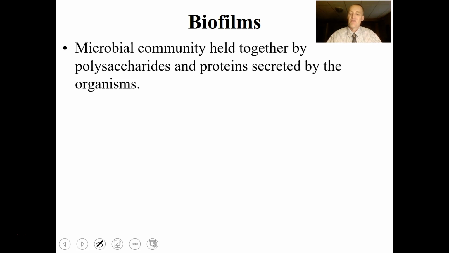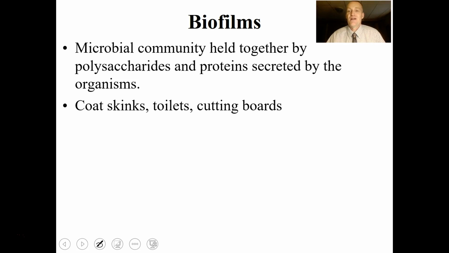And you've all seen these biofilms before. We have to clean our houses because of biofilms. They coat our sinks and toilets. If you've ever seen your toilet getting darker and darker in color a week or two after cleaning, these are biofilms. Cutting boards are biofilms, and if you've ever walked on a stream rock before and slipped and fell, you can curse the biofilm, because the biofilm is the organisms that got you. It makes the rocks very slippery.